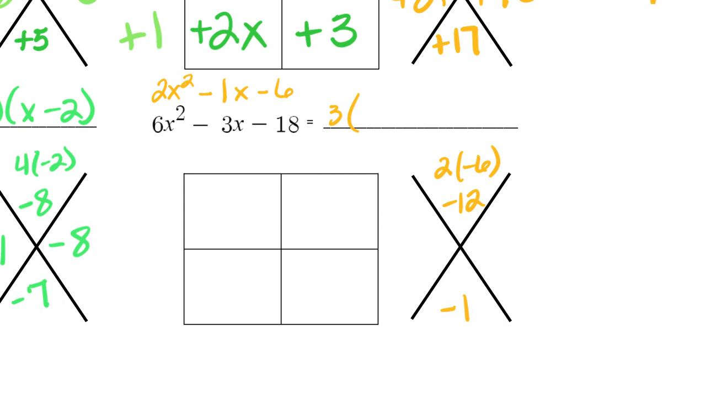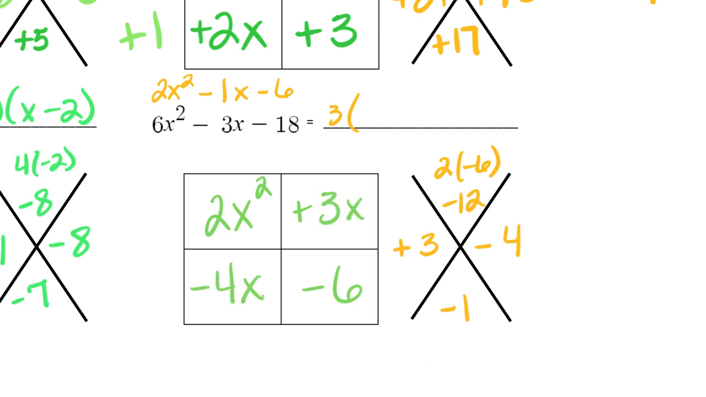Factors of negative 12, that'll give me a sum of negative 1. First of all, because my product is negative, I have one of each. My larger value has to be negative. So let's see, 4 and 3, right? 4 times 3 is negative 12. And then when I add them, it's negative 1. All right, let's fill in what we got here. So 2x squared minus 6. And then we have a plus 3x and a minus 4x.